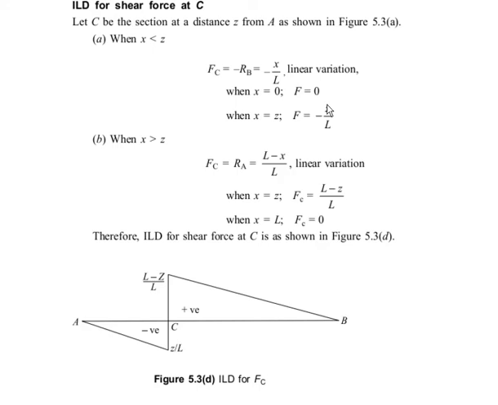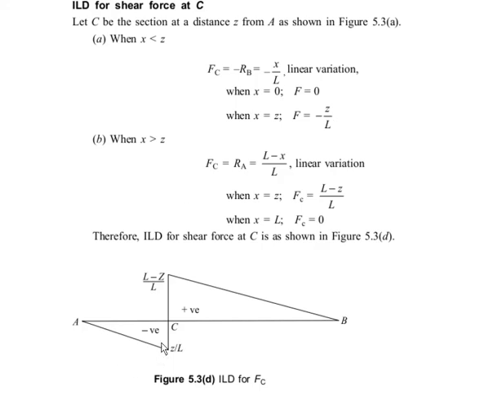So all these values we can put in a single figure and draw the influence line diagram for shear force at C. The first condition was when x is equal to 0, shear force at C is equal to 0, that is the ordinate at A. The next condition is when x is equal to z, or at C, shear force at C is equal to minus z by L.